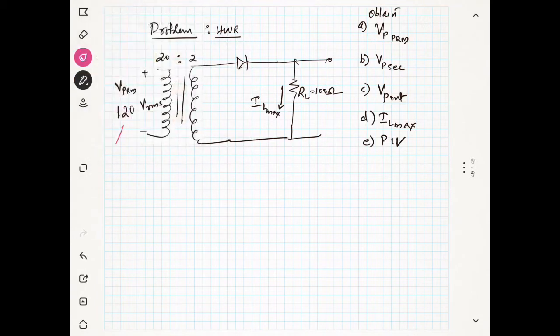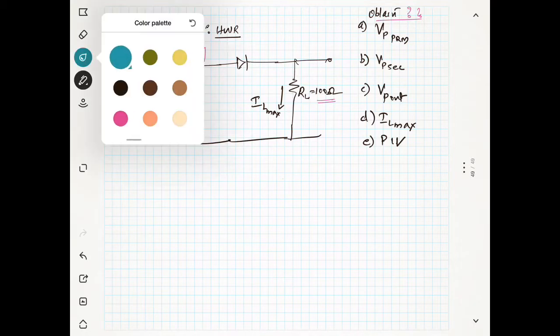which is nothing but 120 volt Vrms, and the turns ratio of the transformer is given as 20:2, and you have a half wave rectifier, and there is a load resistance which is 100 ohm. You have to find the following parameters: Vp primary, Vp secondary, Vp out, IL max, and peak inverse voltage. So we will see how to do this problem.